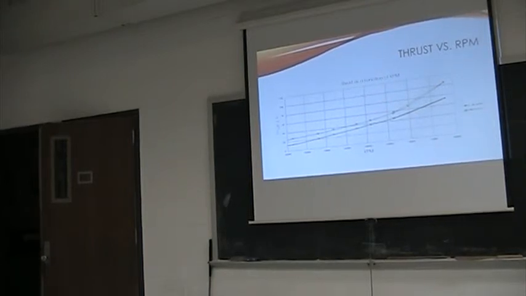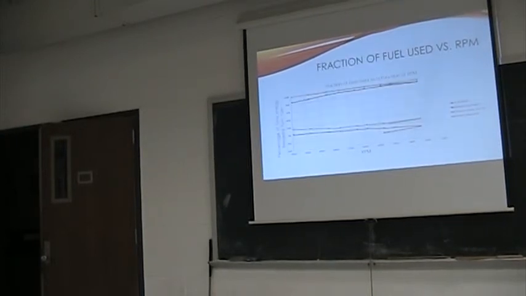The line on the top is the measured thrust, and the line on the bottom is the calculated thrust. So as you can see, the actual measured thrust was greater than the calculated. And thrust also gradually increases with RPM. This is the fraction of fuel used as a function of RPM. You can see that the combustor uses a way larger fraction of fuel than either of the nozzles.